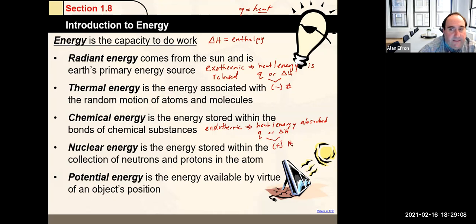So again, if you see a delta H value given to you, and you see that it is a positive value, then you know that process is endothermic and heat and energy is being absorbed. Any questions on that?